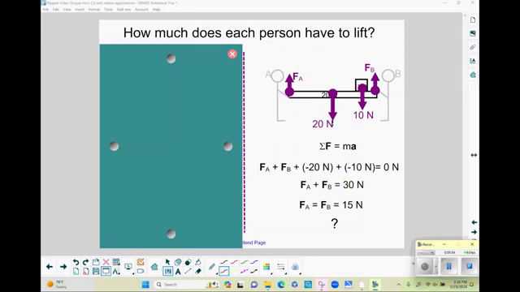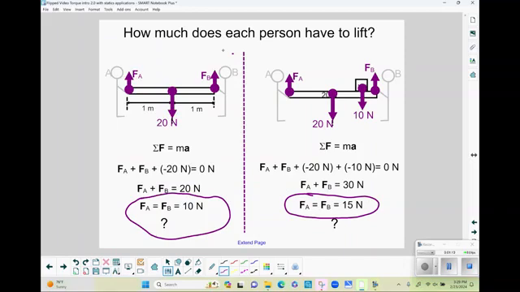Now, if I employ the same logic I used last time, where each person must be working equally hard, I can split that 30 newtons into 15 newtons for each person and say that each person is working equally hard to hold up this beam. So this would be very much like the scenario that we had over here. However, to be very honest, that doesn't seem quite right.